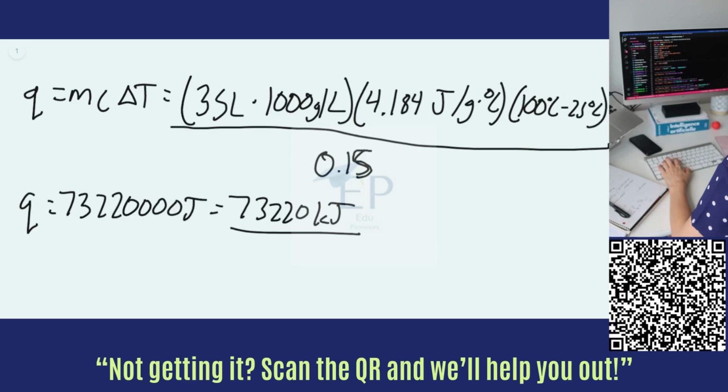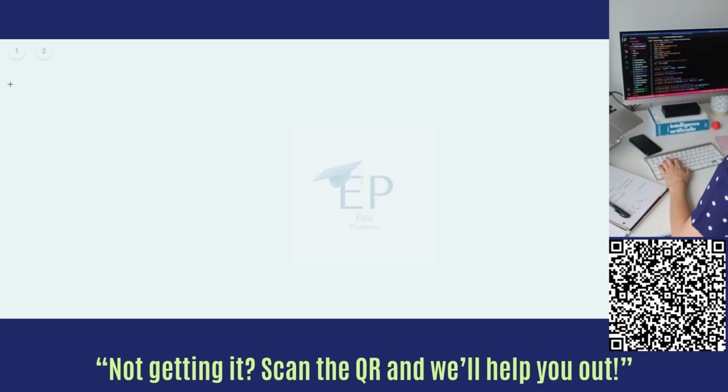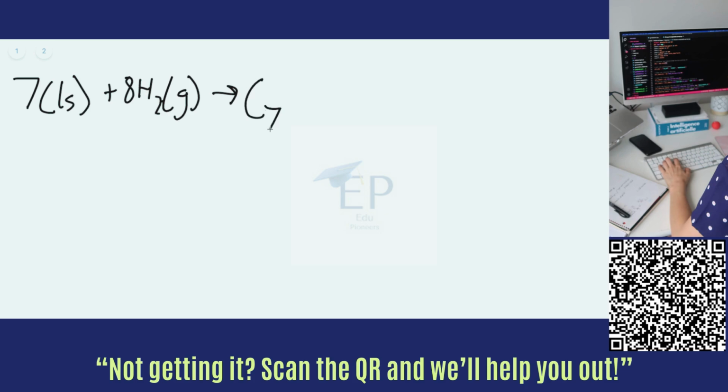Now the next thing we need to do is determine the amount of heat that is generated from the reaction of our fuel. And so to do this, we write down the chemical equations that we know of. So 7C solid plus 8H2 gas forms C7H16 liquid. And we're given in the problem that the ΔH for this is negative 224.4 kilojoules per mole.